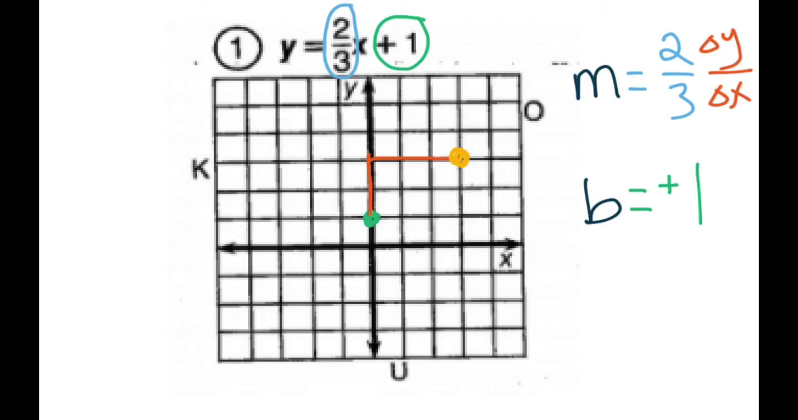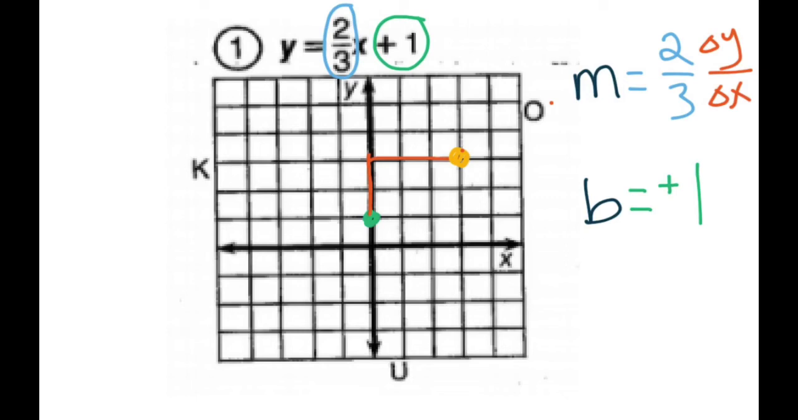If we were to try it again, to go up 2 and over 3, you would see that we would fall off the graph. So we can't do that. Okay, we need to make sure we stay on the graph. Now, you might be like, well, I already have 2 points. Can I just draw the line? We need to try and have 3 points when we graph this. So I'm going to go back.